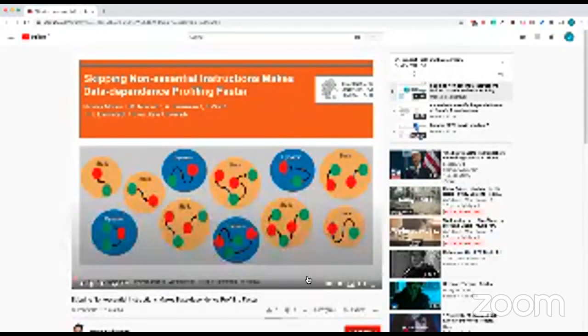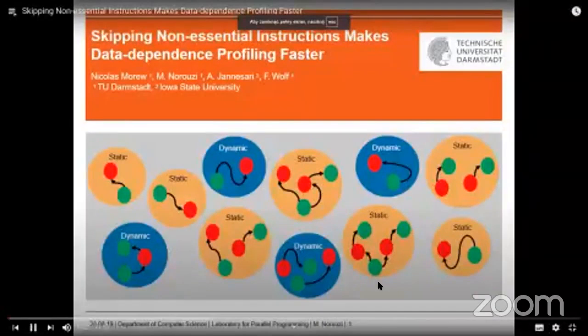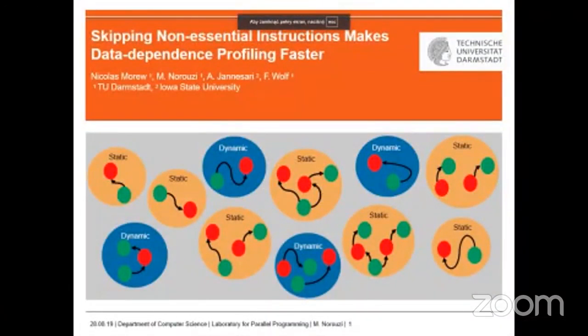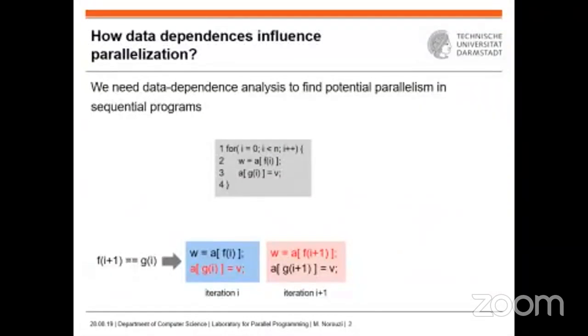Hello everyone, it's Nicolas Morew, and today I will be giving a presentation on how skipping non-essential instructions makes data dependence profiling faster. So what are data dependencies and how do they influence parallelization? A data dependence is a situation in which one instruction in code refers to the data of a preceding instruction. They are very important for the parallelization of sequential code because they are the main obstacles.